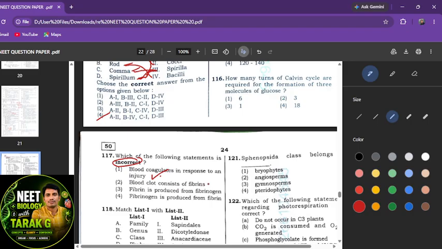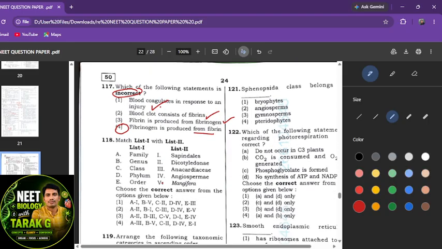And blood clots consist of fibrins. Fibrin is produced from the fibrinogen. The same question they asked in the next also, so we can get the answer from this question. Fibrinogen is produced from the fibrin, they have given, right? 117, this is wrong. Okay, fourth is the answer.